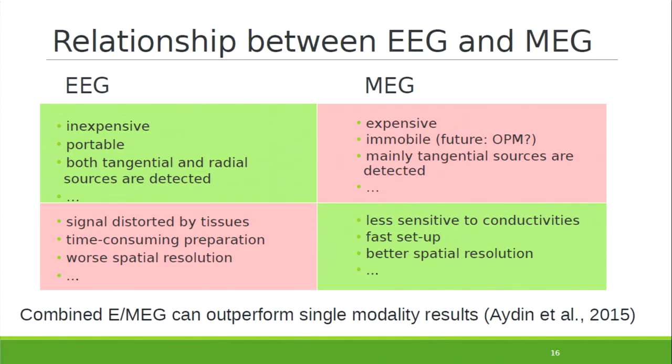And another shortcoming of MEG is that you can mainly see the tangential component of dipoles, and you have to... it has been shown.